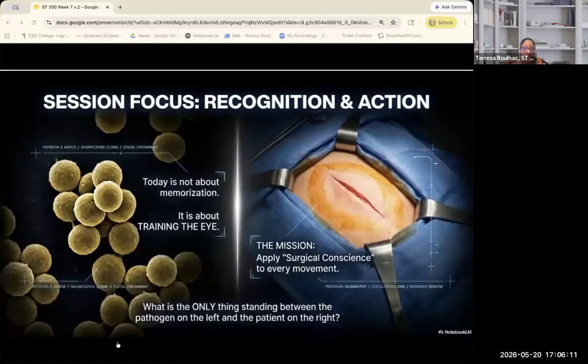Okay, so we look at recognition and action. We kind of dig back from our micro days. Over here, we have that good old Staphylococcus aureus. Over here, we have a surgical site incision. What is the only thing standing between them? What's the only thing? Think about what we do. Think about some of the things that you're already taught.